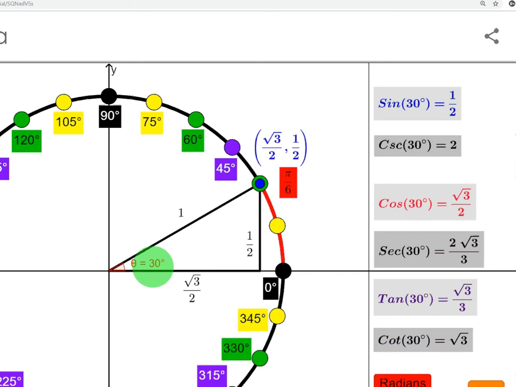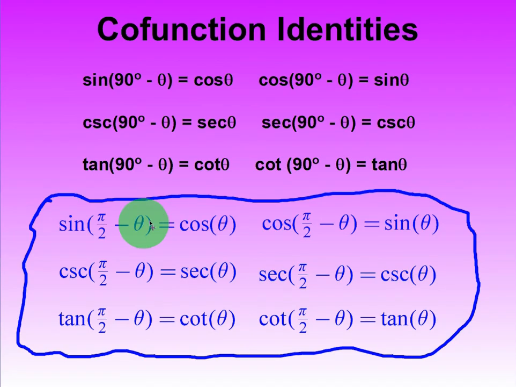What we're getting at is what's called cofunction identities. So the first one we have just learned, and simply because when you switch an angle in a right triangle and jump to the other one, you're effectively subtracting 90. For example, 90 minus 60 is 30, 90 minus 45 is 45.